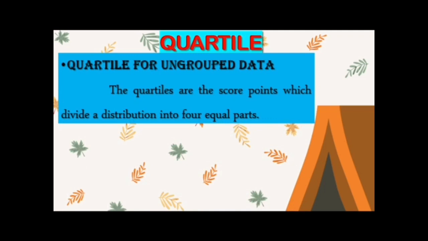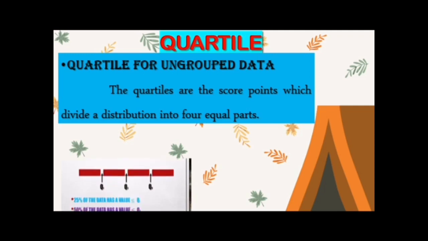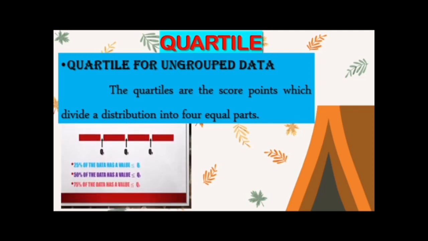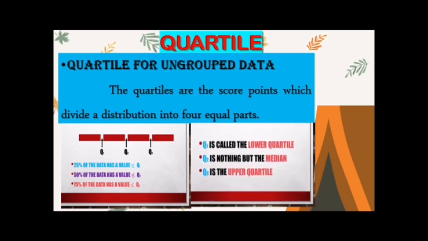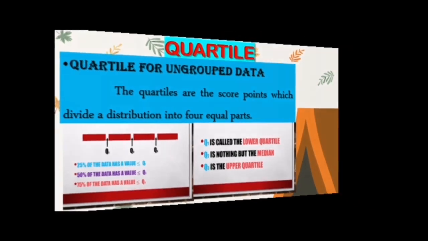Let's have quartile. Quartile for ungrouped data. The quartiles are the score points which divide the distribution into 4 equal parts. So, meaning quartile divides into 4 equal parts. So, as you can see, 25% of the data has a value less than or equal to quartile 1. 50% of the data has a value less than or equal to quartile 2. And 75% of the data has a value less than or equal to quartile 3. So, quartile 1 is called the lower quartile. Quartile 2 is nothing but the median. And quartile 3 is the upper quartile.